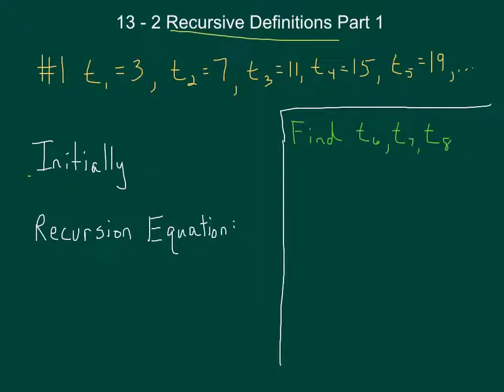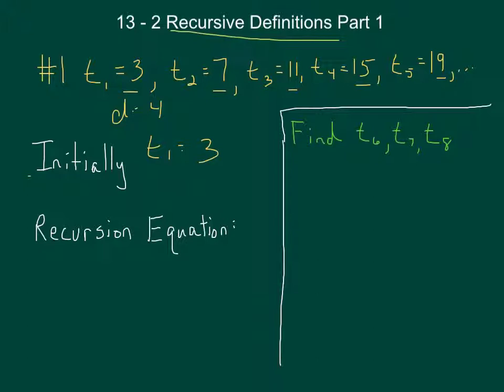I've given you here an arithmetic sequence of terms. It goes from 3 to 7 to 11 to 15 to 19. So you can easily tell that the difference between each term is 4. Now, initially, the first term is 3.